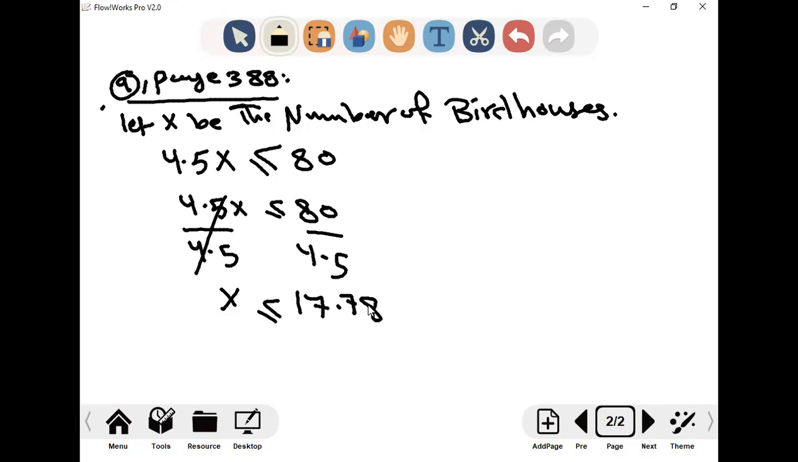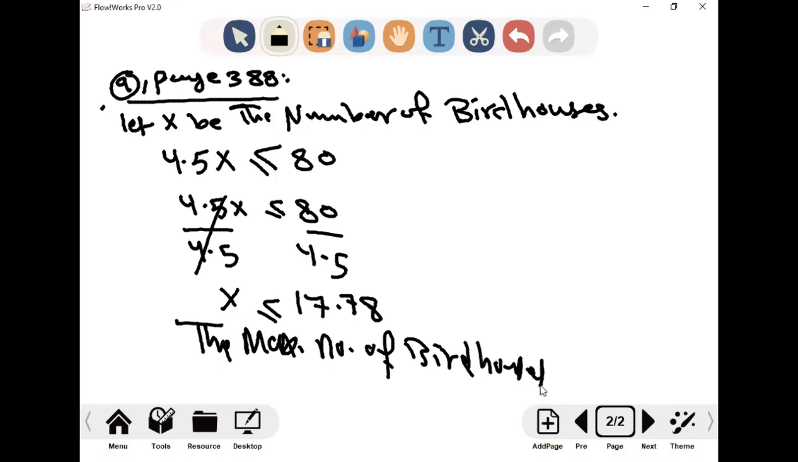17. So the maximum number of bird houses he can make is what? 17 bird houses. The maximum number of bird houses is how much? That means the most bird houses he can make is, so the maximum number of bird houses is how many?